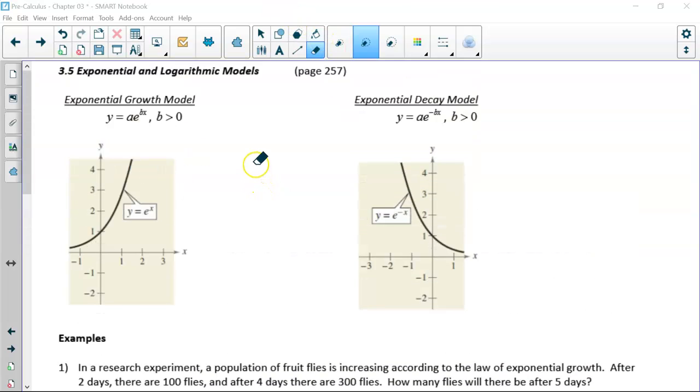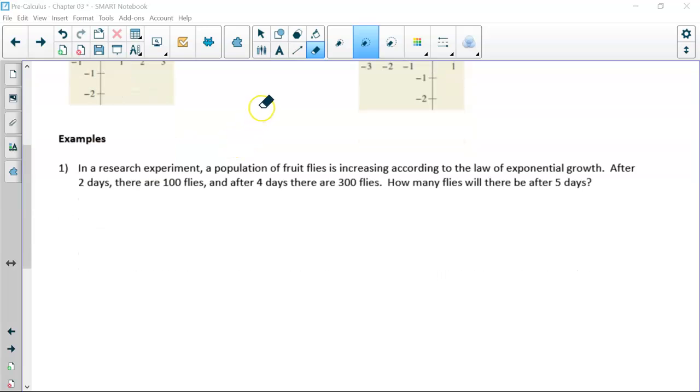So looking at these, in a research experiment, a population of fruit flies is increasing according to the law of exponential growth. So it's saying that it's exponential growth. So we know it's going to be in the form of y equals a e to the bx. Now, x is the number of days, and y is the number of flies.